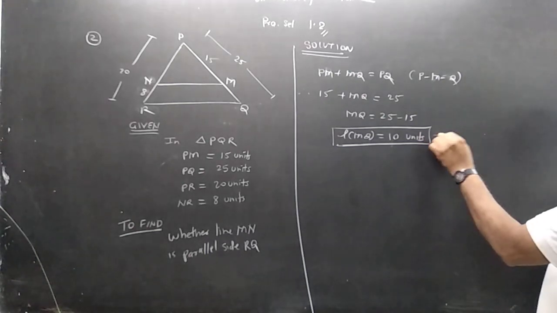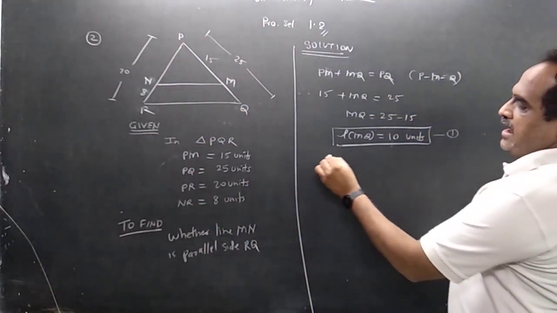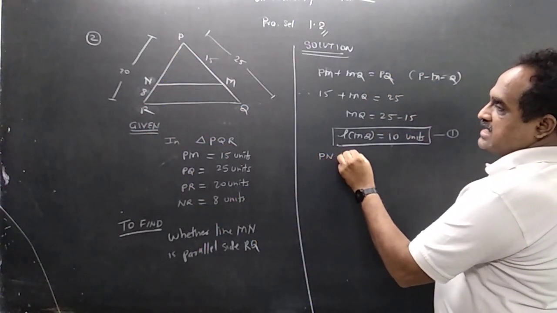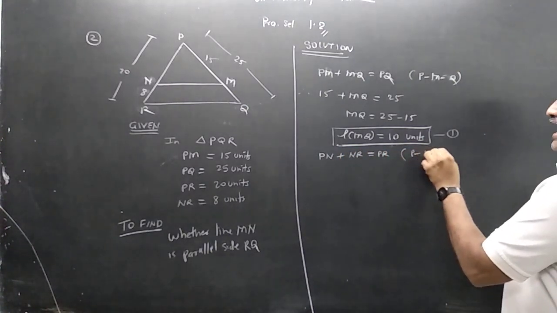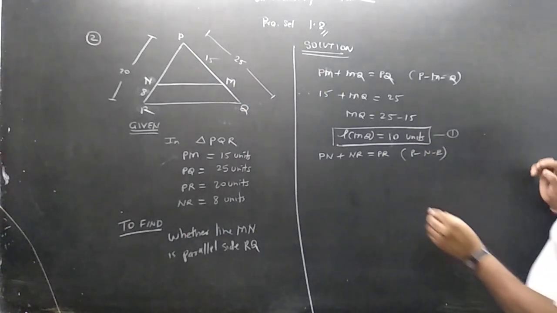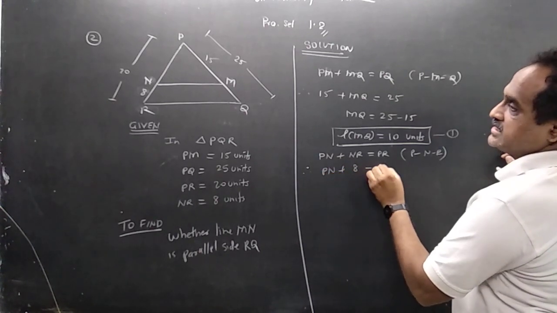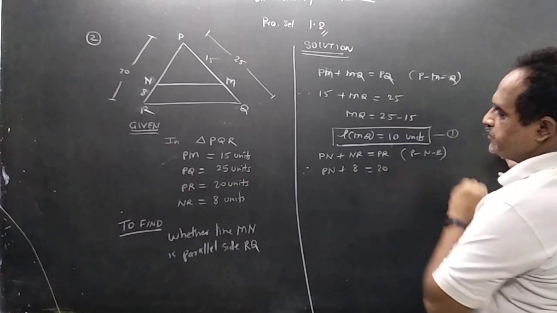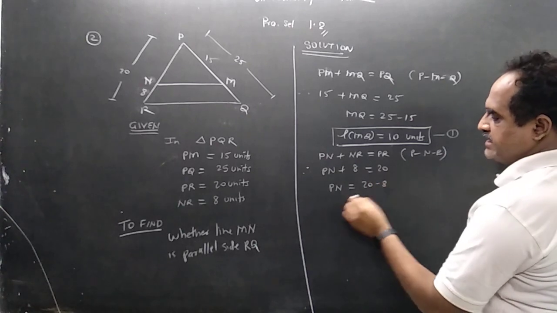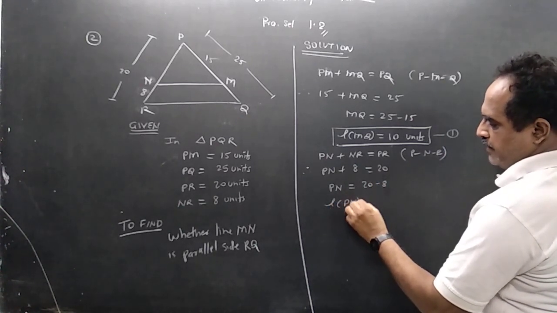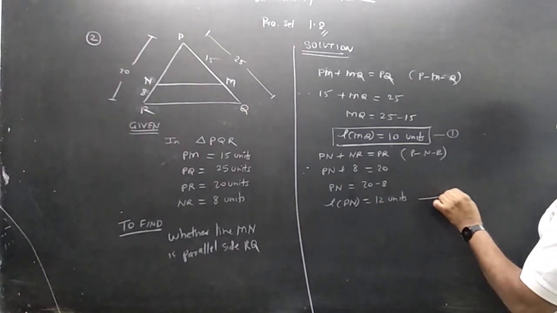In the same way, I can take it as equation 1. I'll find out the value of PN. So PN plus NR is equal to PR. The reason is P, N and R are collinear points. So we don't know the value of PN. So PN plus 8 is equal to 20. So PN is equal to 20 minus 8. So PN is equal to 12 units. This will be equation number 2.